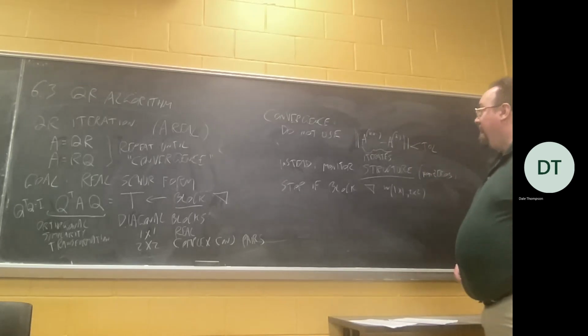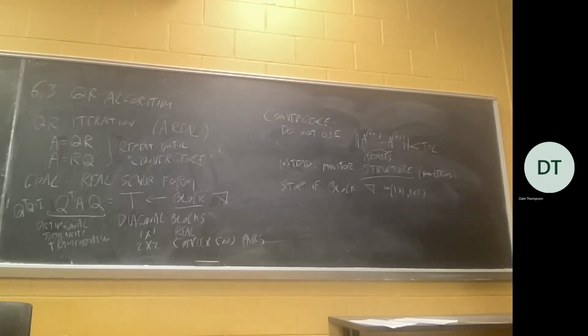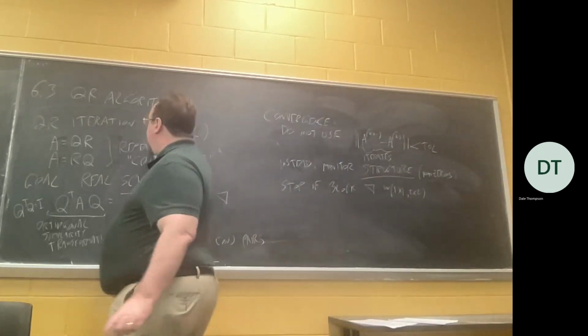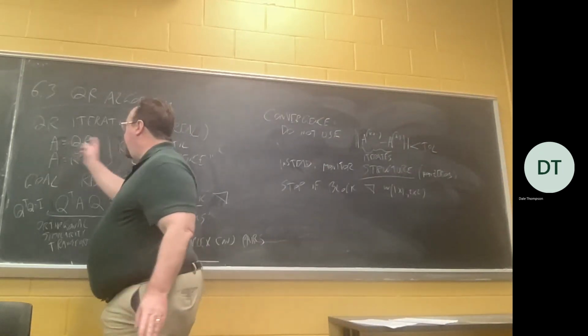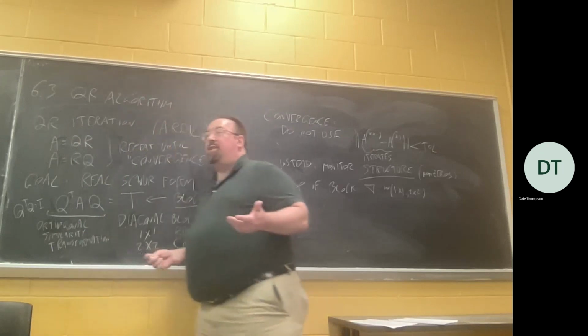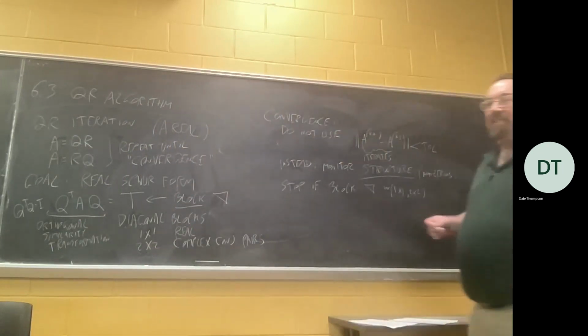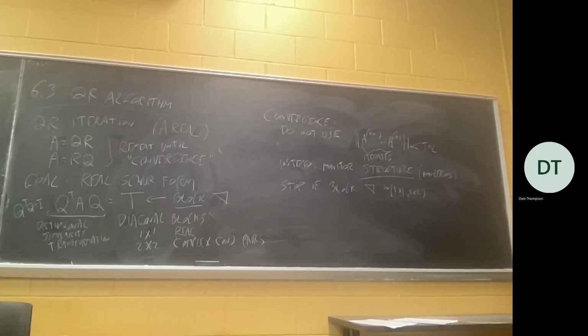And also the key reason why we're going for real Schur form is that if A is coming in real, then in the QR factorization, Q and R are going to be real. Multiplying in reverse order, that's also going to be real. So you never get something not real from operations like that.